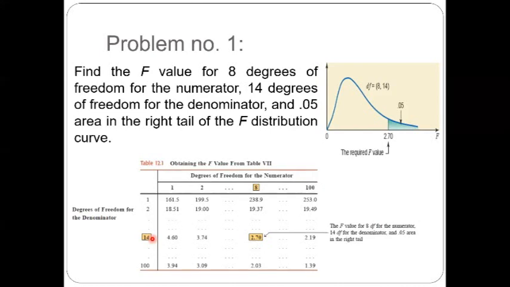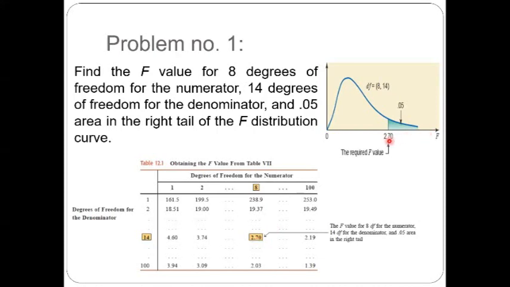Sabi natin ang value natin daw is 0.05. So, babalikan lang natin yung table na meron tayong 0.05. Kasi di ba apat yung table natin kanina. And yung katapat na value niya, where we have yung numerator as 8 and denominator as 14, we have the value of 2.70.